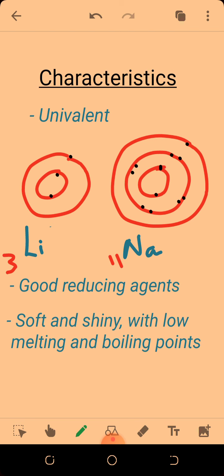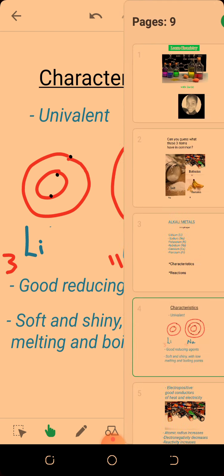When you draw the shells, this is the K shell, and this is the L shell. So lithium has just 2 shells, and it has one valence electron in its outermost shell. Sodium with atomic number 11 also has one electron in its outermost shell. So all elements in the group 1 family have just one electron in their outermost shell. Also, they are good reducing agents. They are soft and shiny with low melting and boiling points.